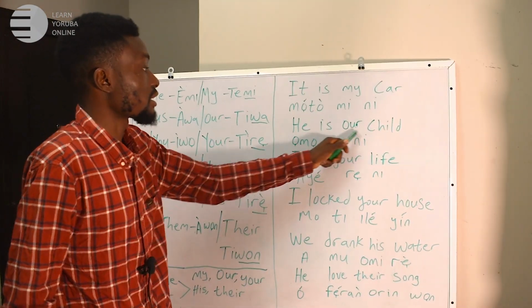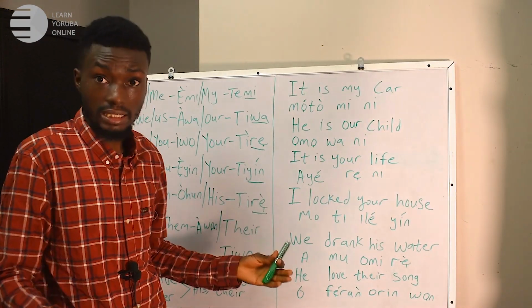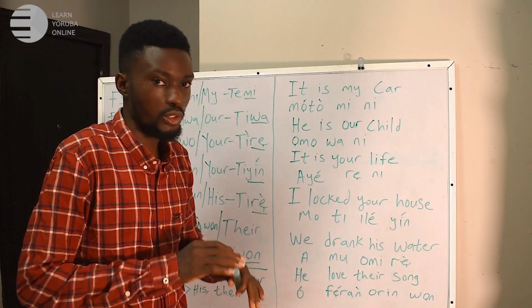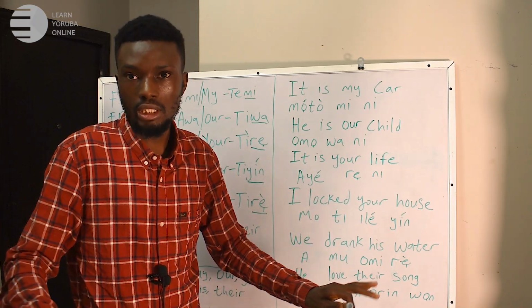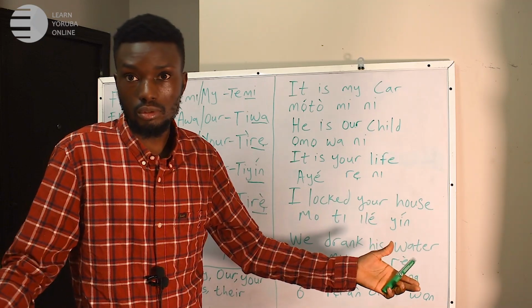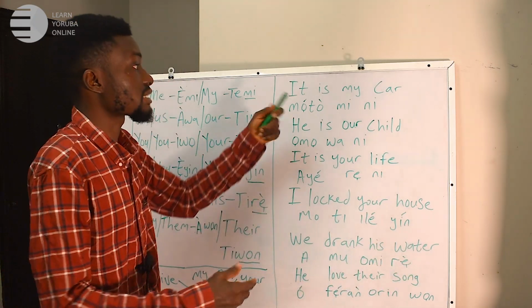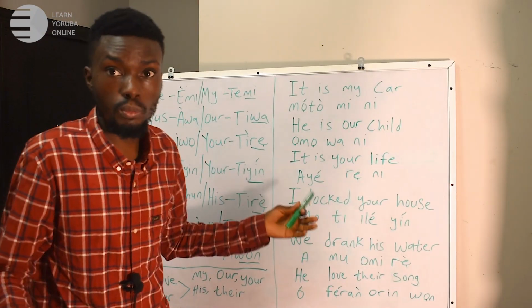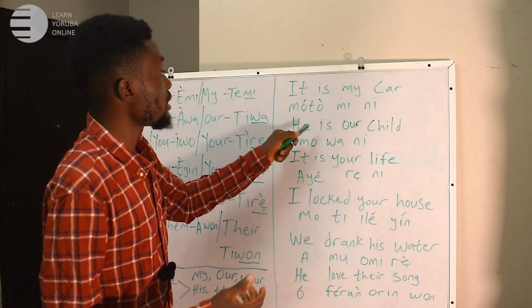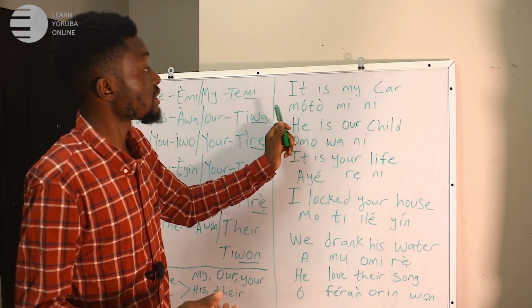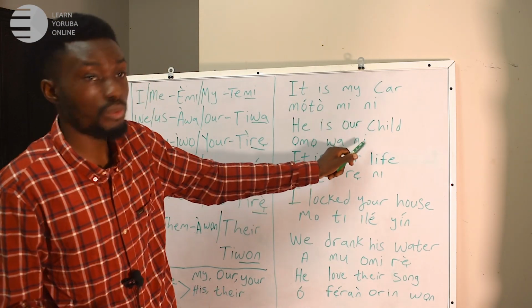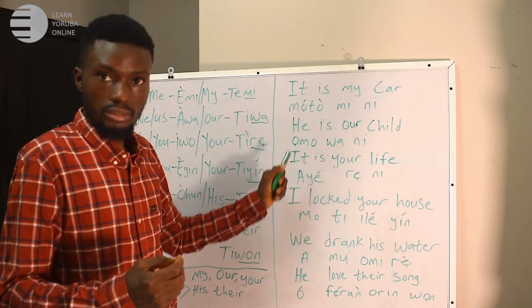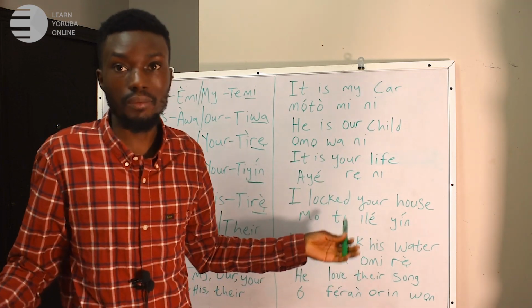So he is our child. Ọmọ wa ni. So I said earlier, noun will come first in Yoruba, always before the possession, what you use to show the possession. So if it is house, house in Yoruba is ile. It is our house. It will be ile wa ni. It is our house. Ile wa ni.